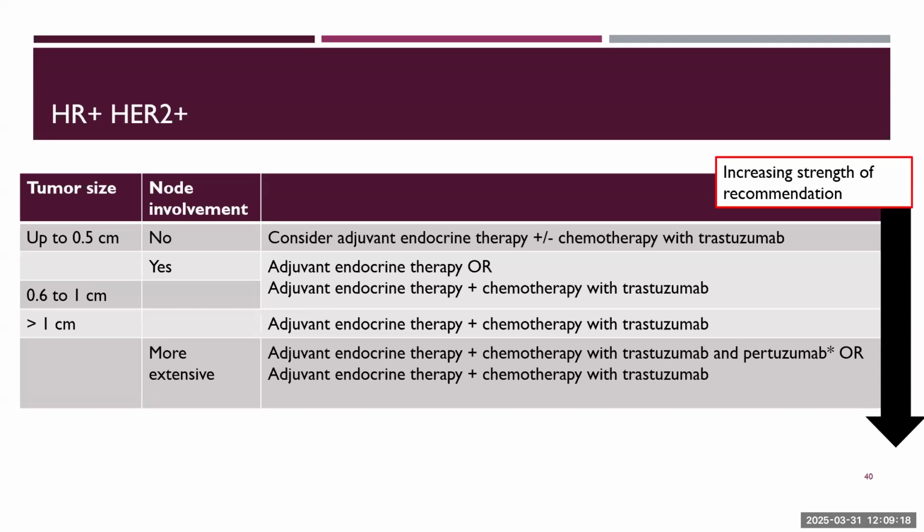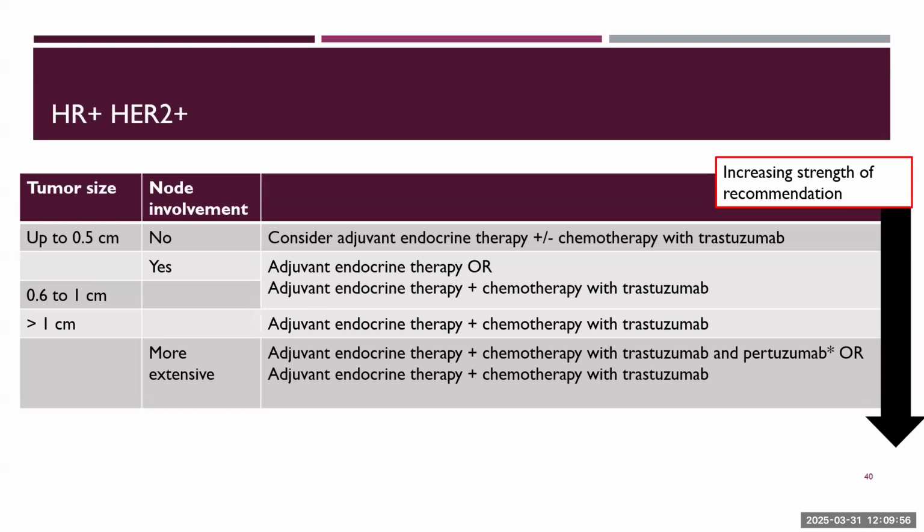If they have a larger tumor and more extensive nodal involvement, this is when you would want to do adjuvant endocrine therapy plus chemotherapy with trastuzumab and pertuzumab. So two of the anti-HER2 antibodies, or you don't have to do pertuzumab, you can just do trastuzumab by itself, but it really is preferred if they have more extensive nodal involvement. The outcomes are better with chemotherapy with trastuzumab and pertuzumab. There are more side effects associated with trastuzumab and pertuzumab versus just doing trastuzumab on its own.